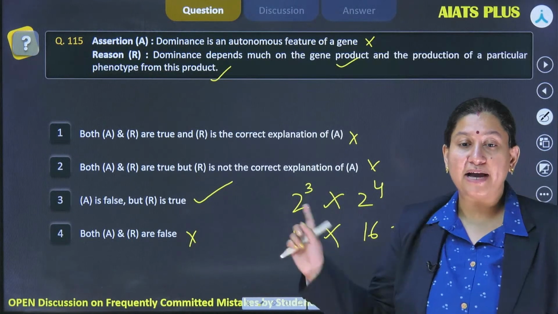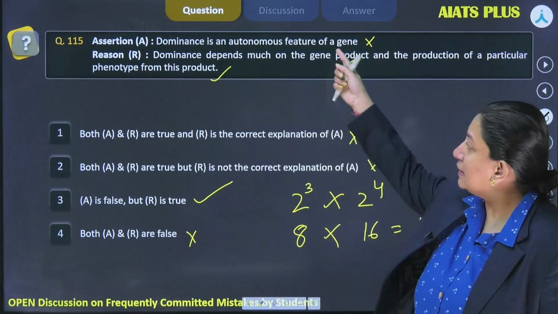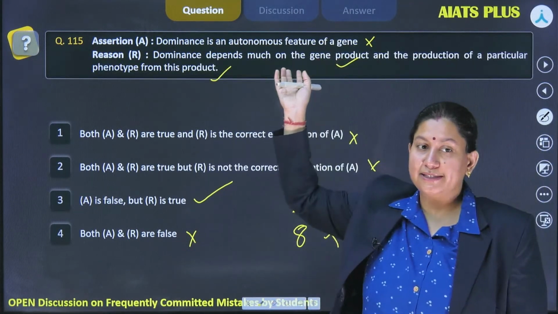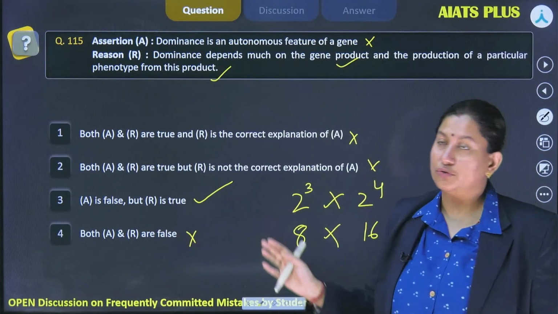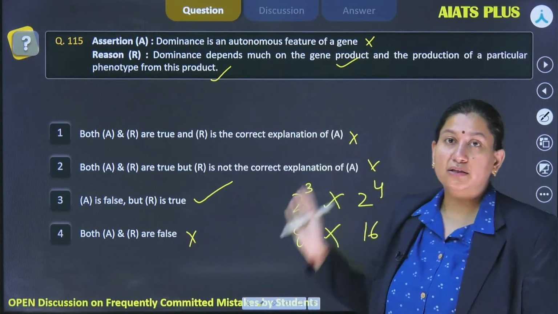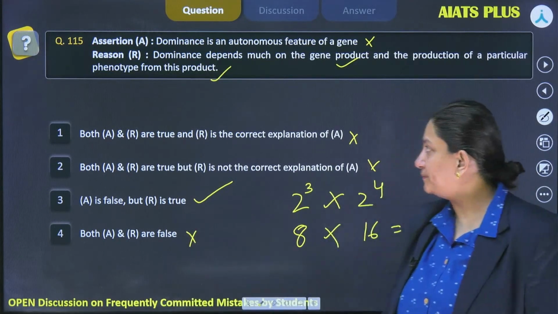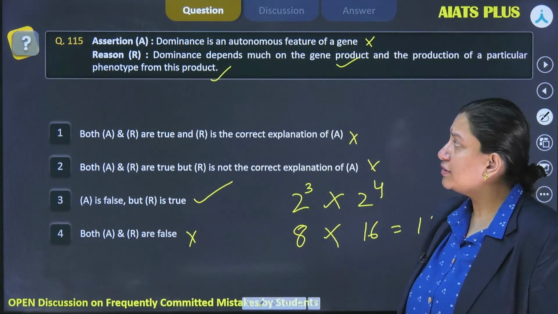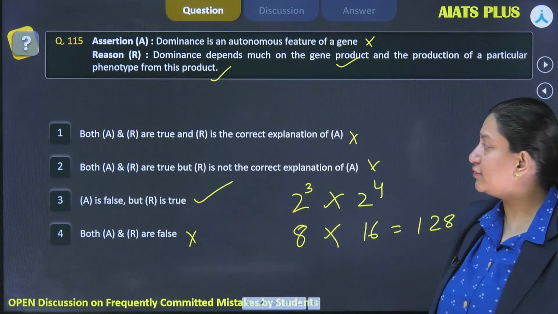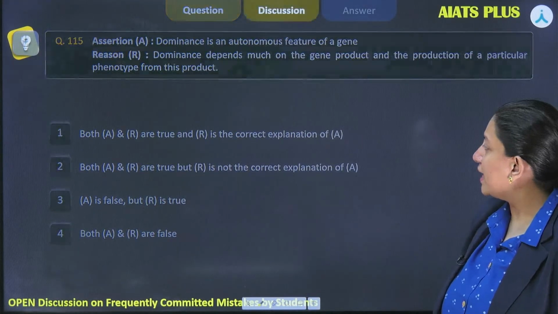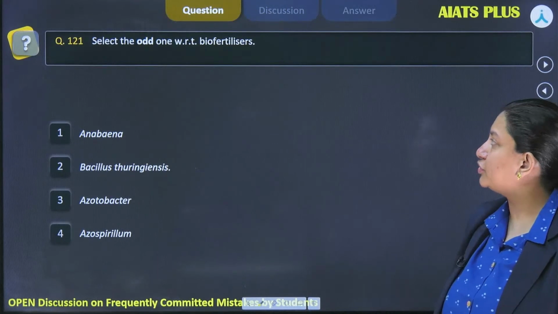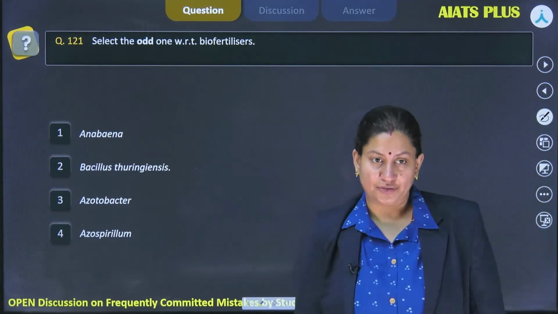Alright, so getting back to this particular question, the assertion over here is a correct statement which talks about it being an autonomous feature. On the contrary, the second line is correct, that it is dependent on various factors, right? So this is how you'll be solving assertion and reason. Now moving ahead, let's have another question which talks about the biofertilizers, right?